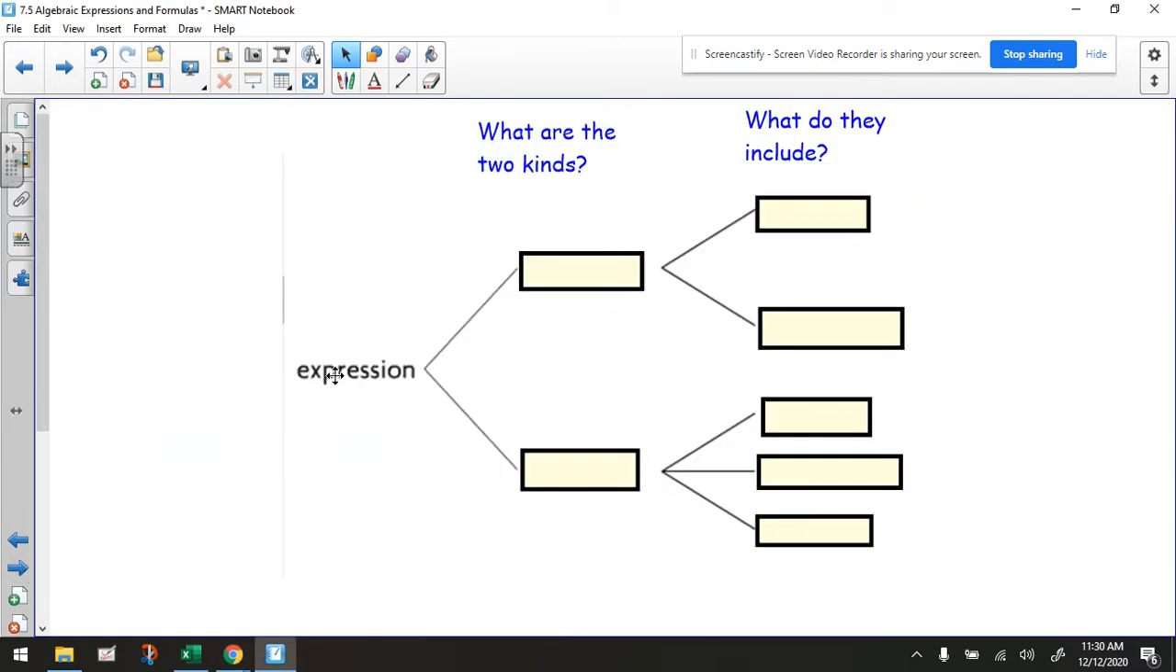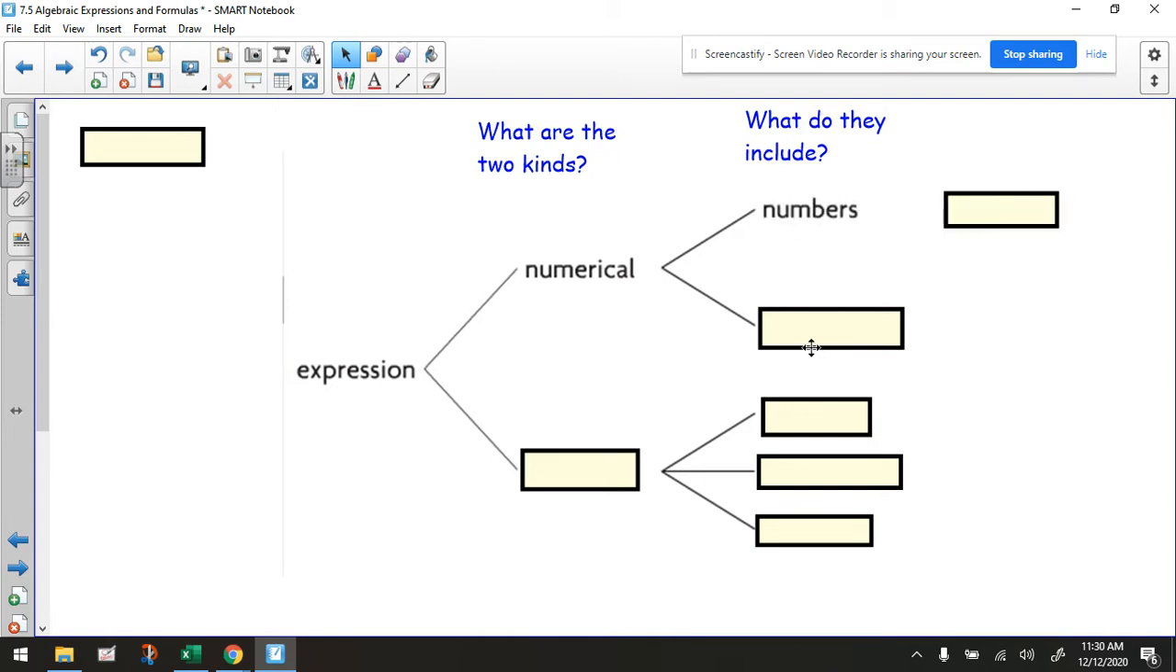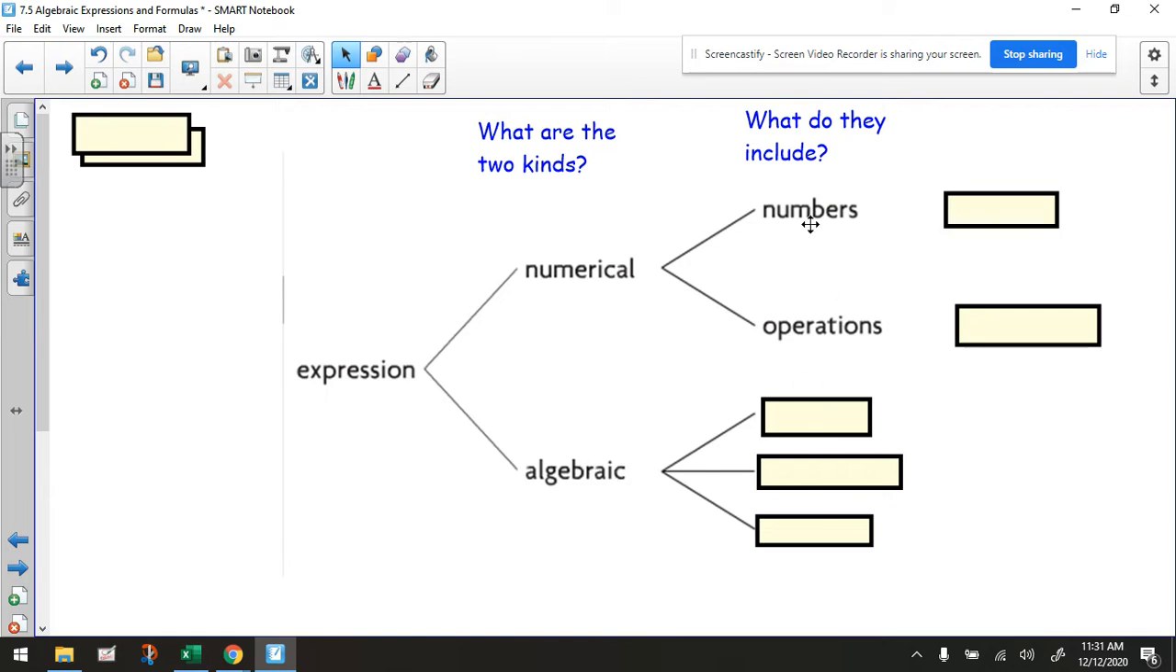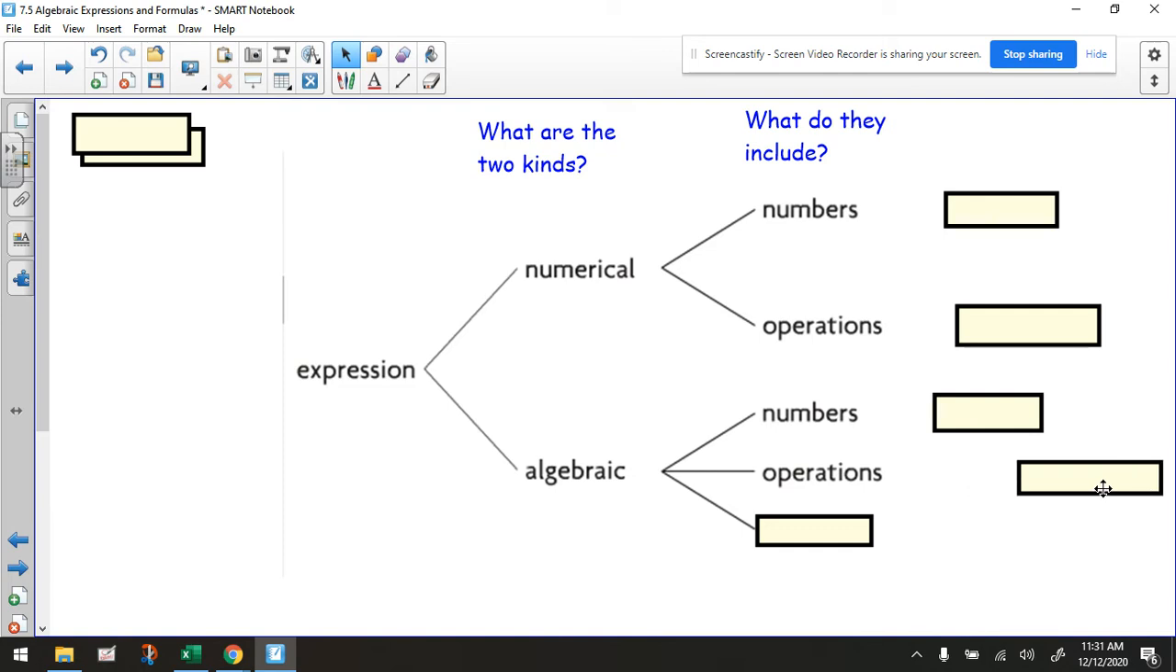But first, let's make sure we know about the two kinds of expressions. Earlier, we learned about the idea of a numerical expression. If you were to ask yourself what they include, numbers, and they also include operations. Today, we're talking about algebraic expressions. They also include numbers and operations. But can you think of what that third thing is that's going to be unique to algebraic expressions? It's going to be numbers, going to be operations. That third thing will be variables. And recall that a variable is a letter that holds the place for some value.